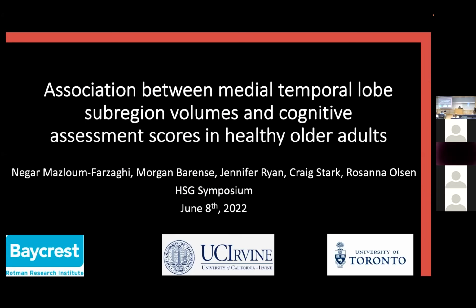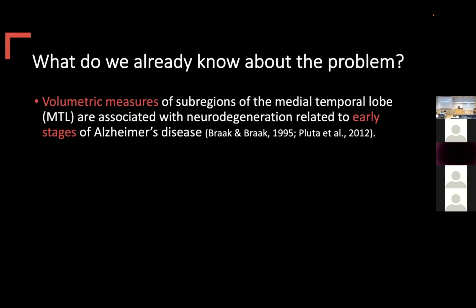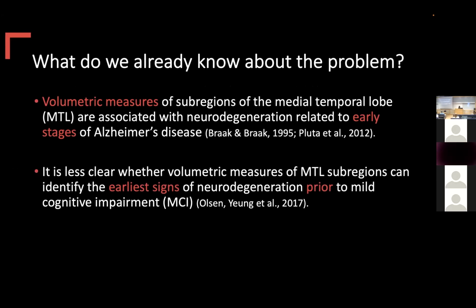Okay, good afternoon, everyone. My name is Negar, and the title of my talk today is The Association Between Medial Temporal Lobe Subregion Volumes and Cognitive Assessment Scores in Healthy Older Adults. So previous research has found that volumetric measures of specific subregions of the medial temporal lobe, or MTL, are associated with tau pathology and neurodegeneration related to early stages of Alzheimer's disease. However, it's less clear whether volumetric measures of MTL subregions can identify the earliest signs of neurodegeneration prior to clinical diagnosis of mild cognitive impairment, or MCI, which is a condition that often progresses to Alzheimer's disease.